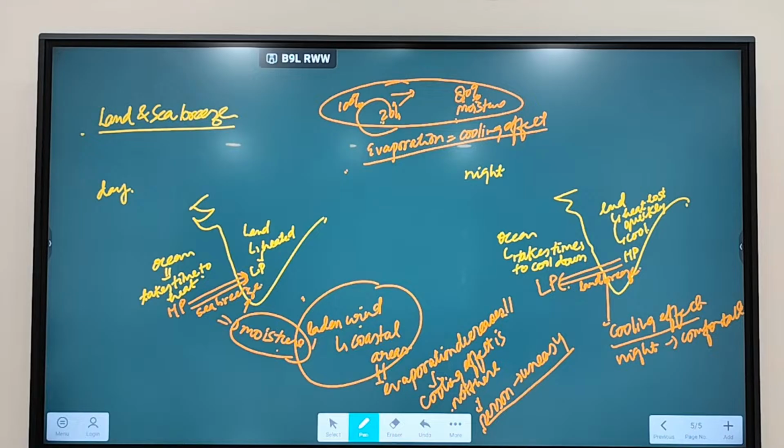You will drink 1 glass of water, 2 glasses of water. After that, your stomach will get full. So you have a limited capacity to absorb water. Like that, air also has a limited capacity to absorb moisture. Clear? So when air already has moisture, it will not be able to absorb further moisture. When it cannot absorb further, evaporation will decrease. When air has the capacity to absorb moisture, evaporation will increase. Fine, any doubt?